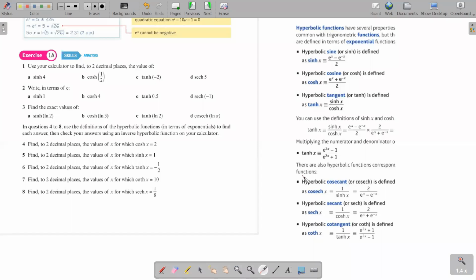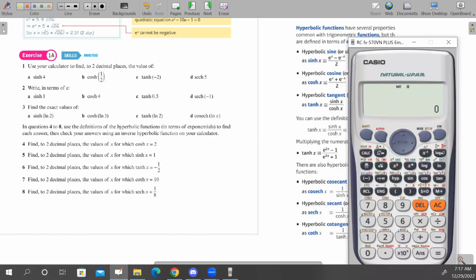All right, guys. So I've taken the definitions here. So we'll move on to the first exercise. They say use your calculator to find to 2 decimal places the value. So they've given you these. You have to find the values to 2 decimal places. So all you got to do here is take the calculator.